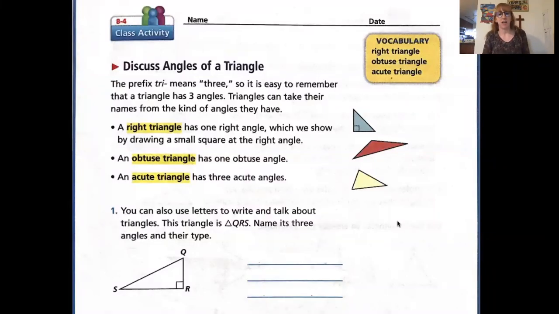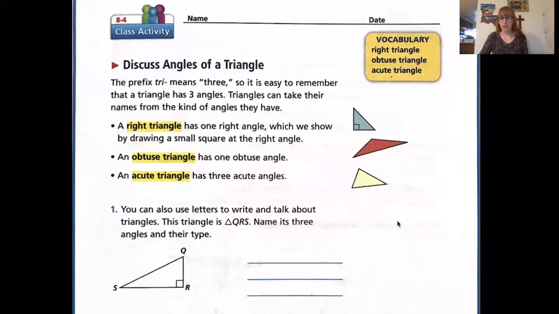Fourth graders, for day one on lesson 8.4, we're talking about classifying triangles, but we're looking at their angles to classify them. So for this lesson, we're going to use what we already know about our angles: right angle, obtuse angle, and acute angle, and classify triangles looking at the angles.